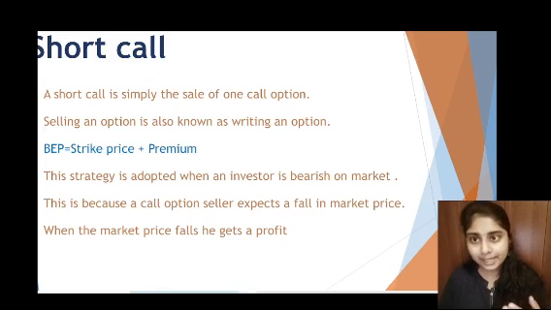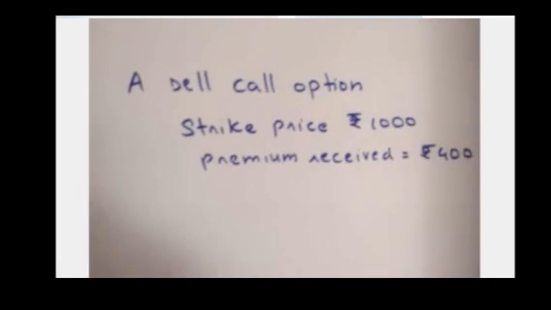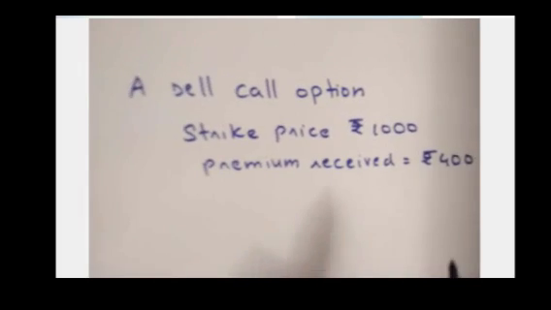When the spot price decreases, then only he will be getting a profit. So the call option seller expects a fall in market price, that is the spot price. When the market falls, he gets a profit. So the investor is bearish on market in case of a short call. We can see the same example and understand this better.